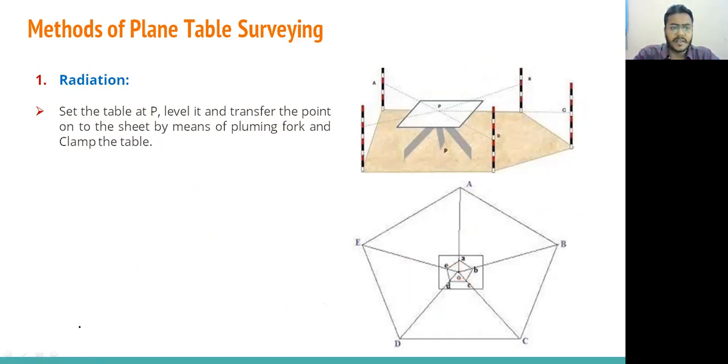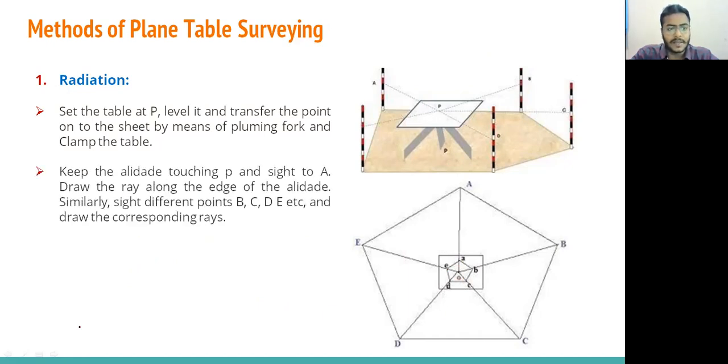Okay, these are the procedures that you can write down. Set the table at B, then label it, then transfer the point by using the plumbing fork, and then complete the table, and then keep the LED touching P and sight towards A. All those things you can read.